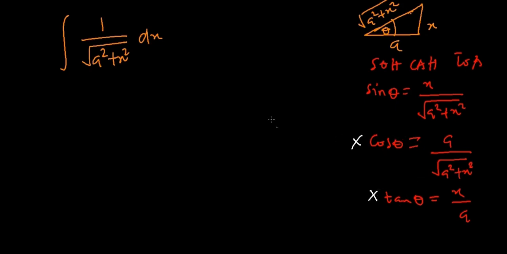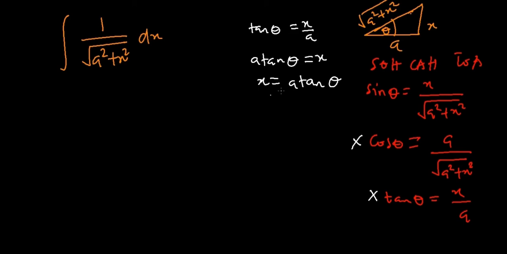Now from tan theta equals x over a, I'm going to make x the subject. Tangent theta equals x over a, but I want to make x the subject, so I'll multiply by a. So a times the tangent of theta should be equal to x. So I'll rewrite this as x equals a times the tangent of theta.